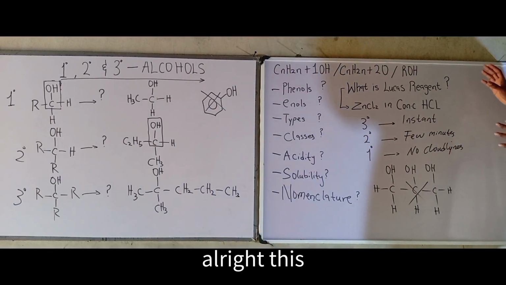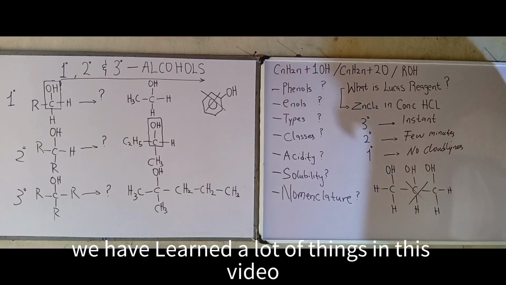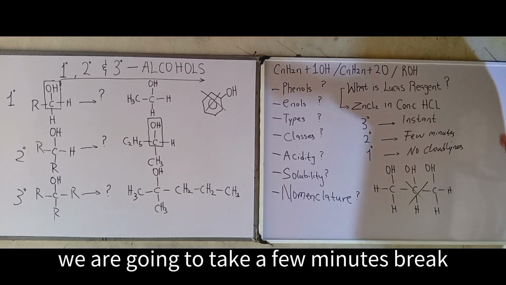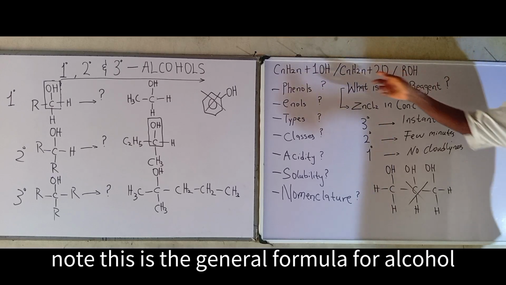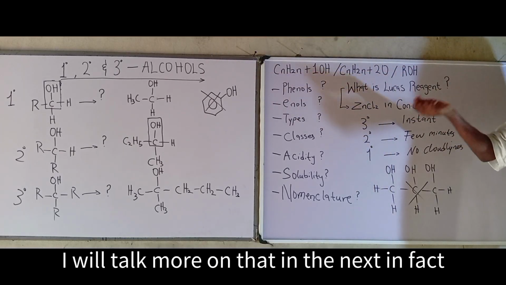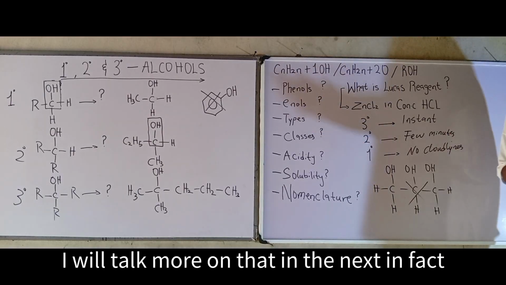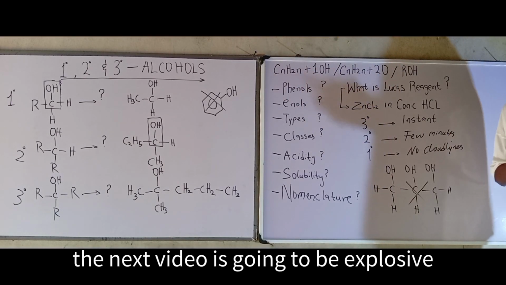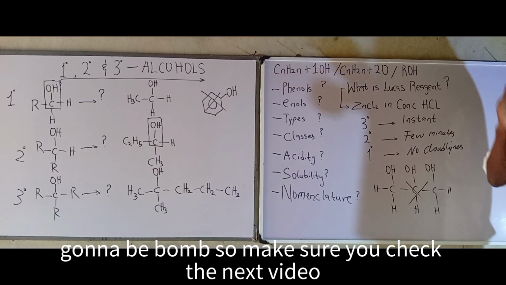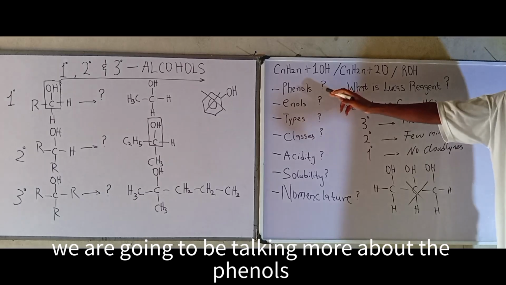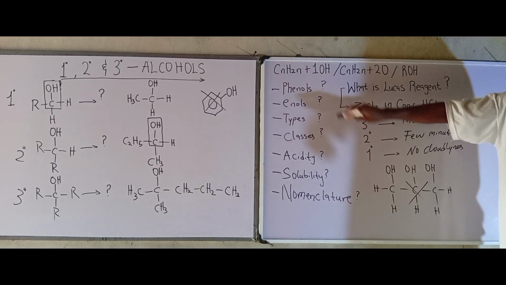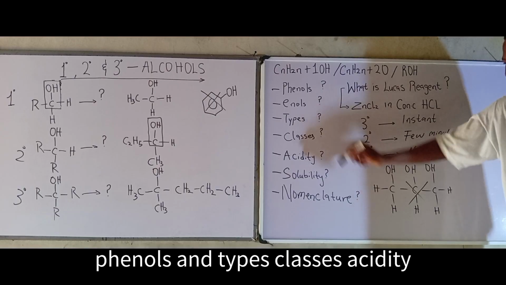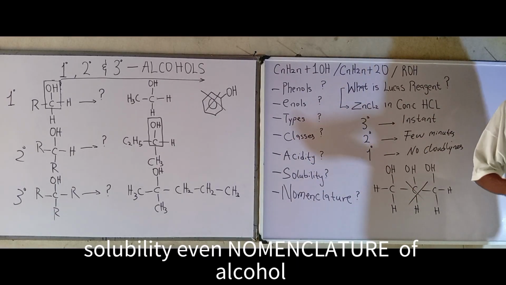Alright? With this, I believe we have learned a lot of things in this video. We are going to take a few breaks. Note, this is the general formula for alcohols. I will talk more on that in the next video. In fact, the next video is going to be explosive, going to be a bomb. So make sure you check the next video. We are going to be talking more about phenols, types, classes, acidity, solubility, even nomenclature of alcohols.